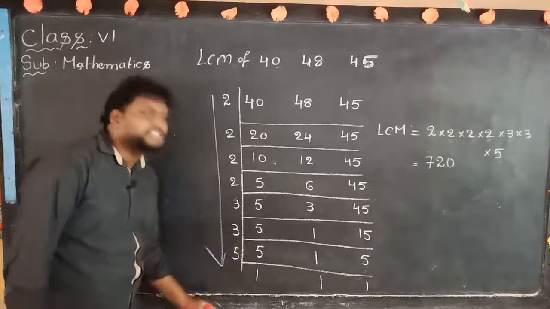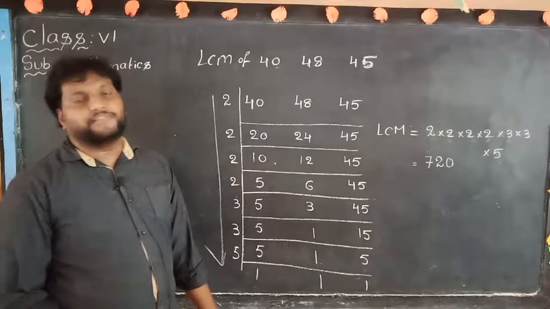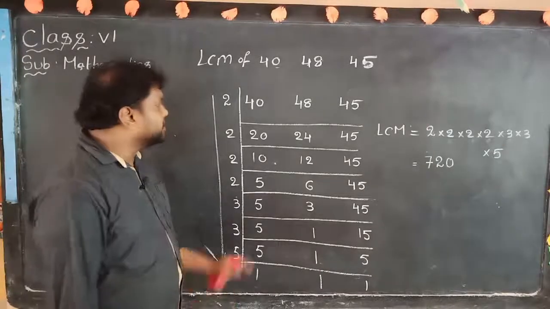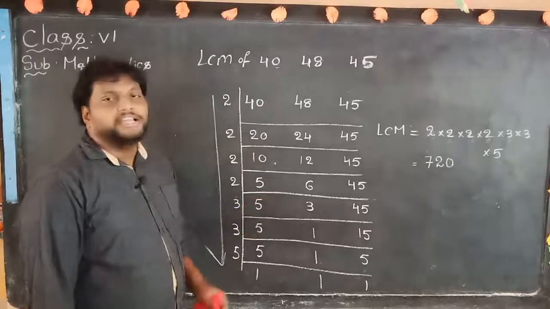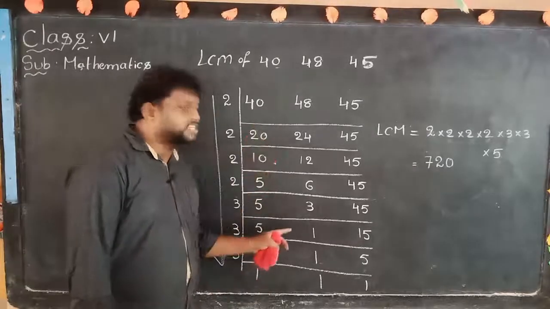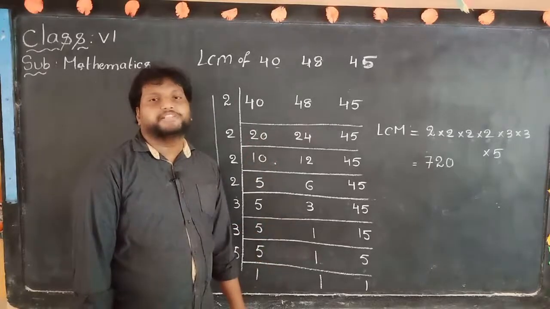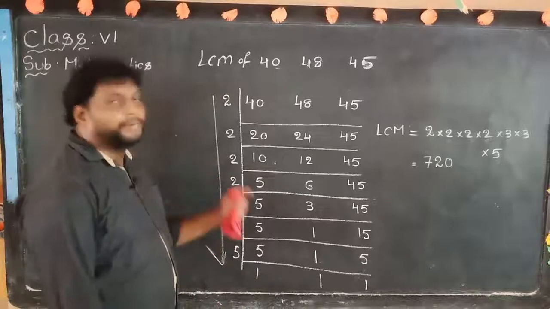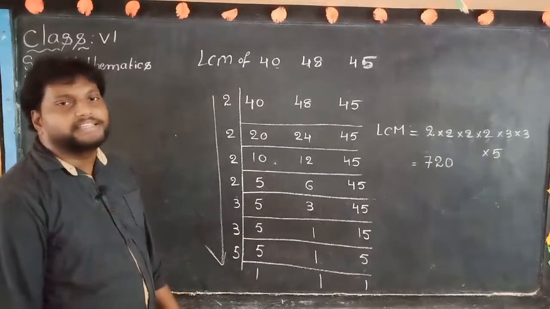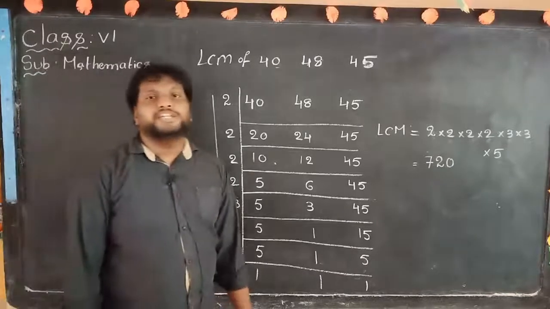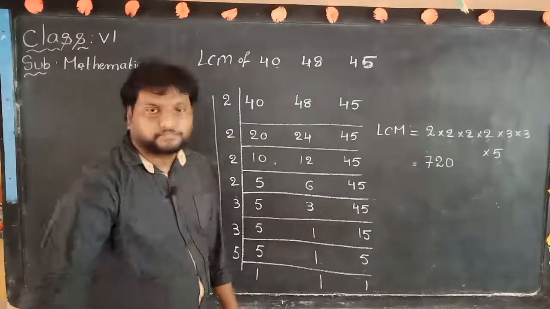In case is not possible with 5 will go to 7. Not possible with 7 will go to 11, like that. Okay, this is the process. Why? Because the prime factors only in the process we have to apply. Remaining numbers means we'll get different values. That's why we have to apply compulsory prime numbers only. Okay, this is the process by using the LCM, by using division method.